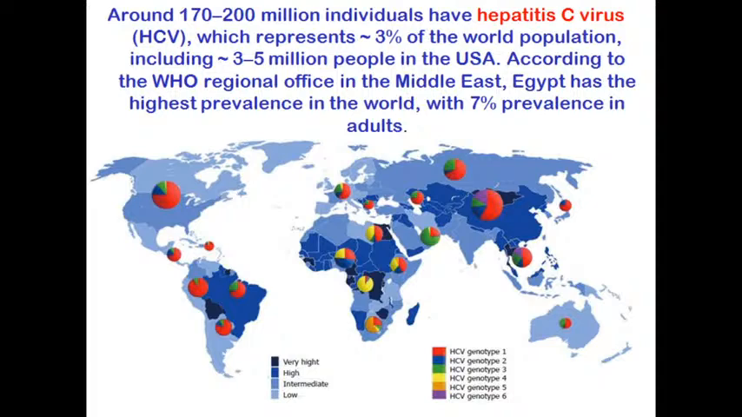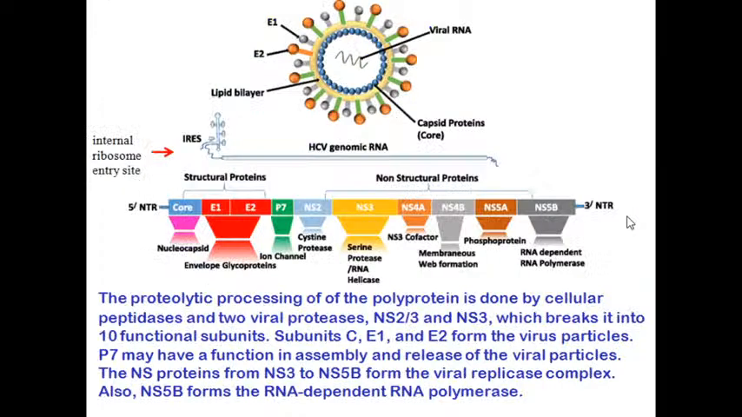According to the WHO regional office in the Middle East, Egypt has the highest prevalence in the world, with 7% prevalence of hepatitis C infection in adults. Here you can see the structure of hepatitis C virus, and here we can see the genome, the genomic RNA. With different colors you can see the proteins that are encoded by the genomic RNA.